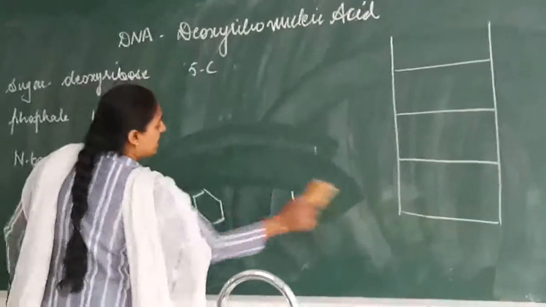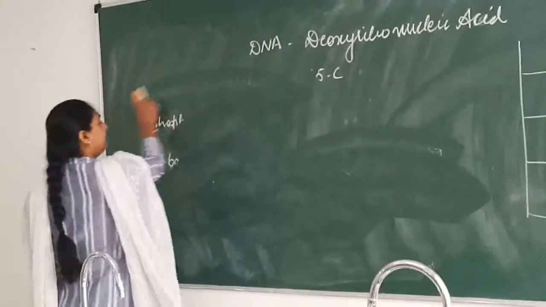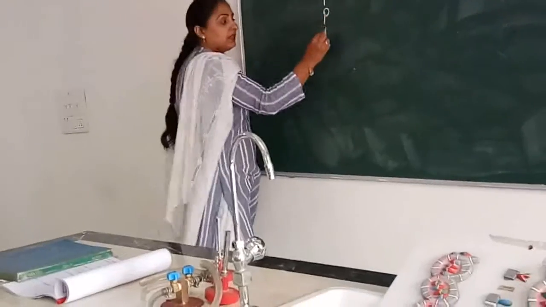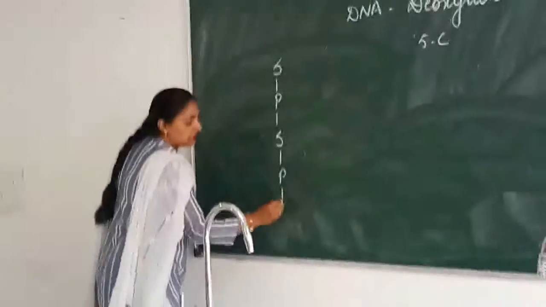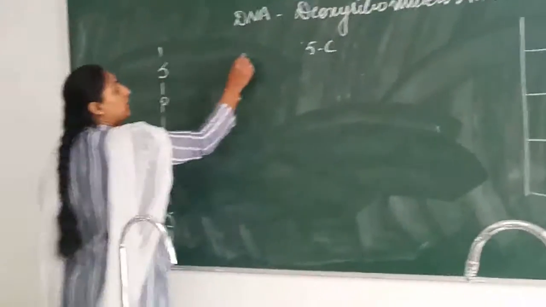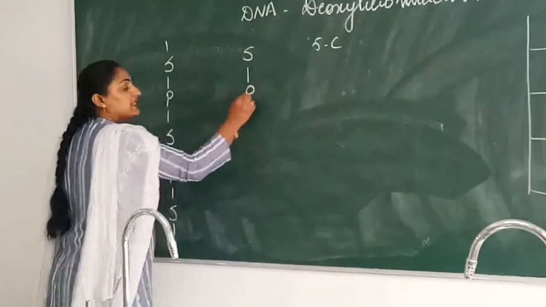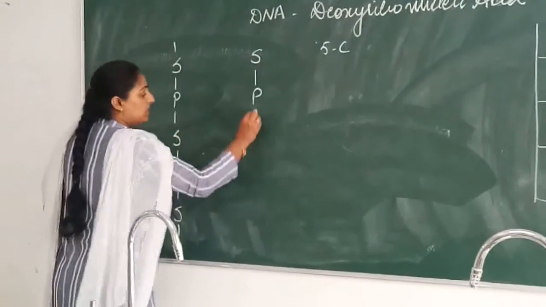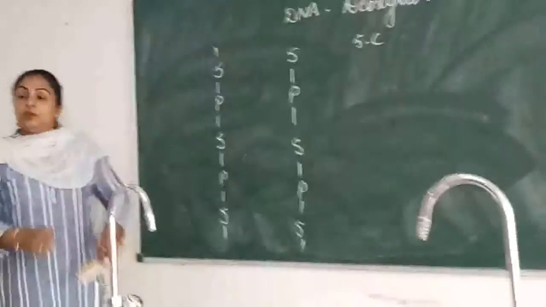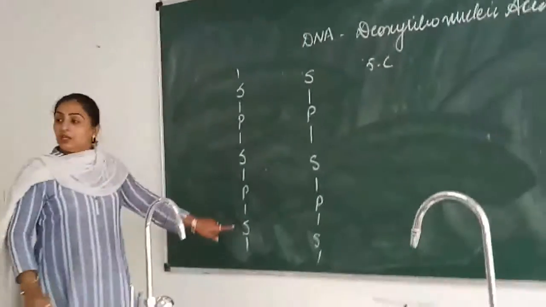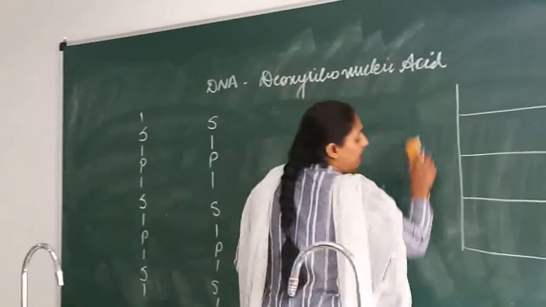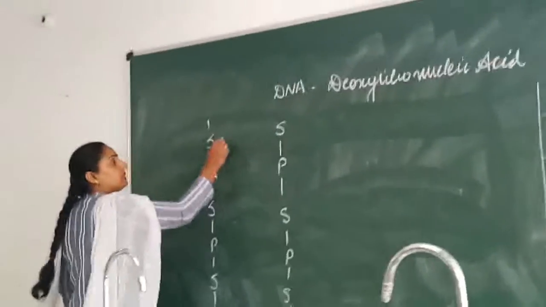The sugars and phosphates form the backbone of the DNA. Sugar, then phosphate, then sugar, then phosphate, then sugar, and then phosphate, and so on. Opposite to sugar is sugar, opposite to phosphate is phosphate. Again, opposite to sugar is sugar, opposite to phosphate is phosphate. Sugar and phosphate molecules alternate with each other. The nitrogenous bases, that is purines and pyrimidines, are attached to the sugar molecules.